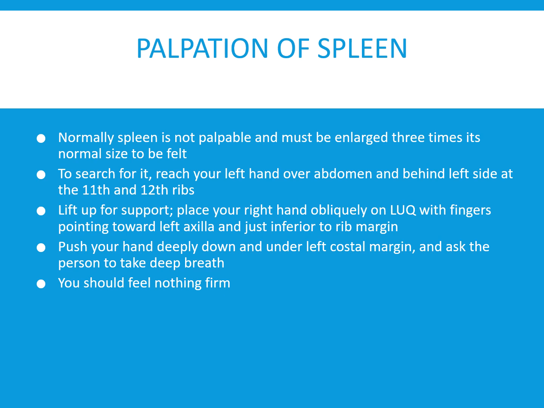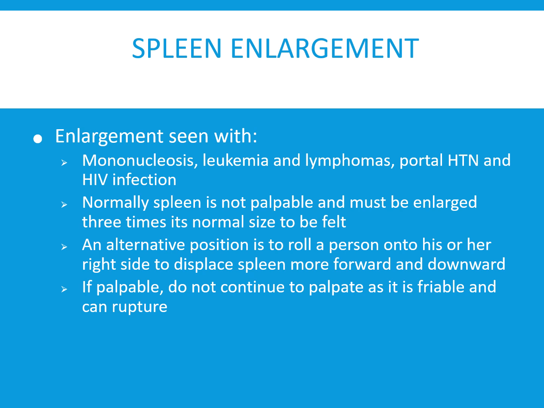You can also palpate the spleen if you like, but it has to be enlarged 3 times more than normal to feel it. So not something we typically just go do and check on, but you would be able to feel it in the left upper quadrant. When the spleen is enlarged, you're thinking of things like mono, leukemia, lymphomas, maybe HIV or portal hypertension, so liver hypertension. Normally the spleen is not palpable, so if you can feel a mass in the left upper quadrant, then we may want to suspect spleen enlargement.